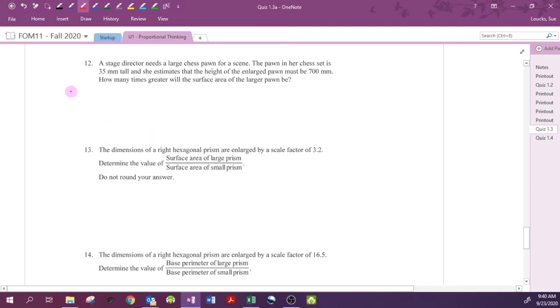Well, the linear scale factor is going to be the image over the original. So that's going to be 700 over 35, and they're both in millimeters, so we can leave it that way. And that equals 20. But we're talking about how many times greater the surface area is going to be, so we need the area scale factor, which is going to be the linear scale factor squared, which is 20 squared, which is 400. So the answer is 400 times.